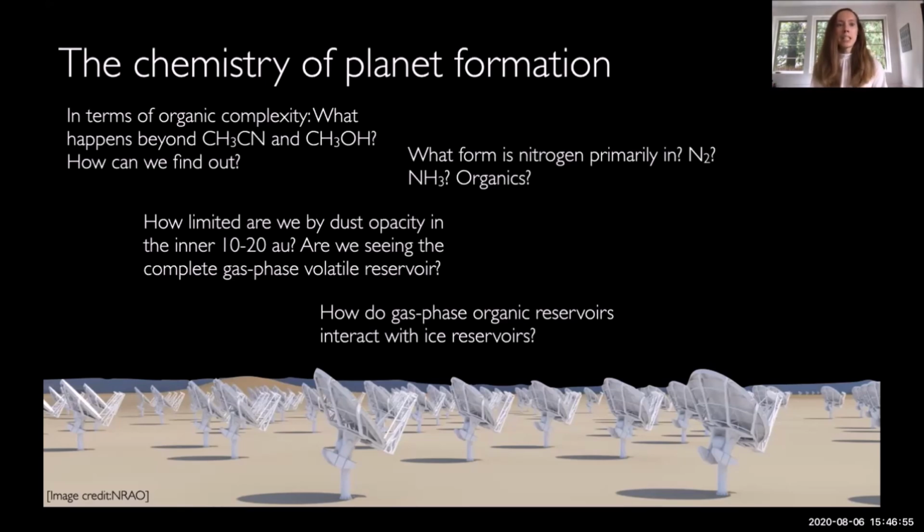The organic complexity is an interesting one. I'm kind of hopeful that through either super deep ALMA observations or a really dedicated project with something like NGVLA, we will be able to push 1 carbon atom more in complexity. But I think beyond that, we are going to have to rely on benchmarked models and experiments.